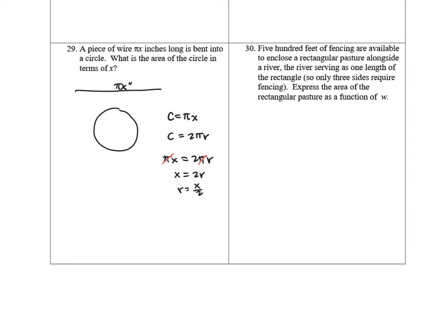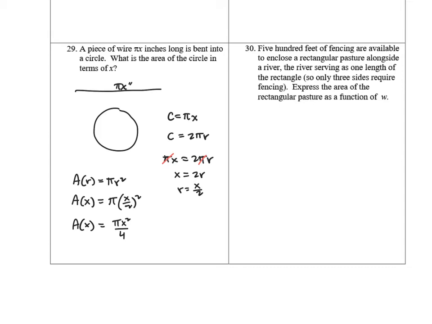Okay, so now we can find the area of this circle. Since we know the area of a circle with respect to r is pi r squared, and I know that r equals x over 2, then the area with respect to x would be a simplified version of the following, which would be pi x squared over 4. Awesome.